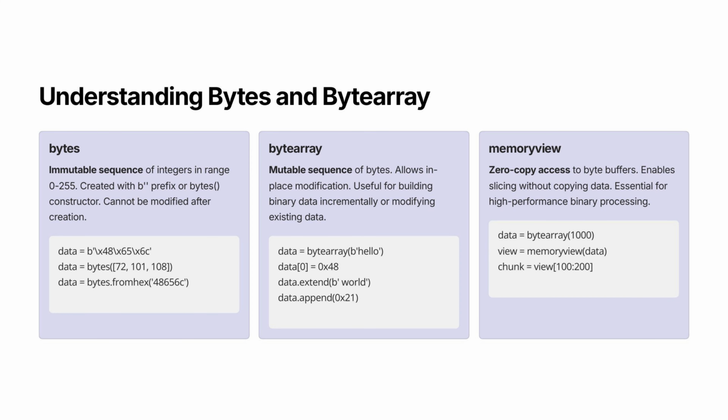Bytes are immutable sequences of integers from 0 to 255, created with a b prefix or the bytes constructor. Bytearrays, however, are mutable, allowing in-place modifications, ideal for building or altering binary data. Memoryview provides zero-copy access to byte buffers, enabling efficient slicing without data duplication, crucial for high-performance binary processing.